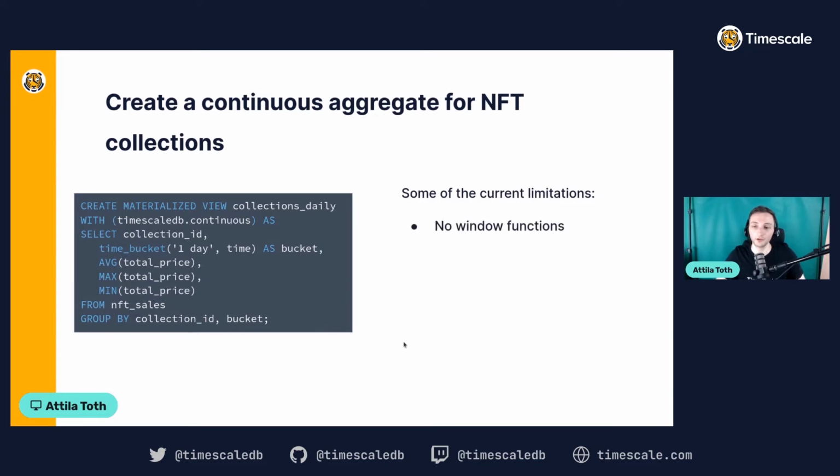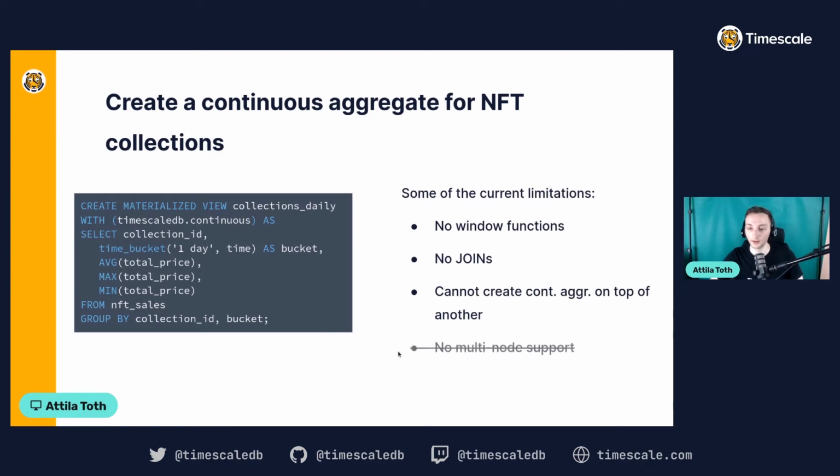So for example, you cannot use window functions when you create a continuous aggregate. You cannot do joins when you create the continuous aggregate, but you can join the continuous aggregate after you have already created it, which is sufficient in many cases. And currently, you cannot create a continuous aggregate on top of another continuous aggregate. And I also wanted to mention one more limitation, which is actually not a limitation anymore, which is multi-node support.